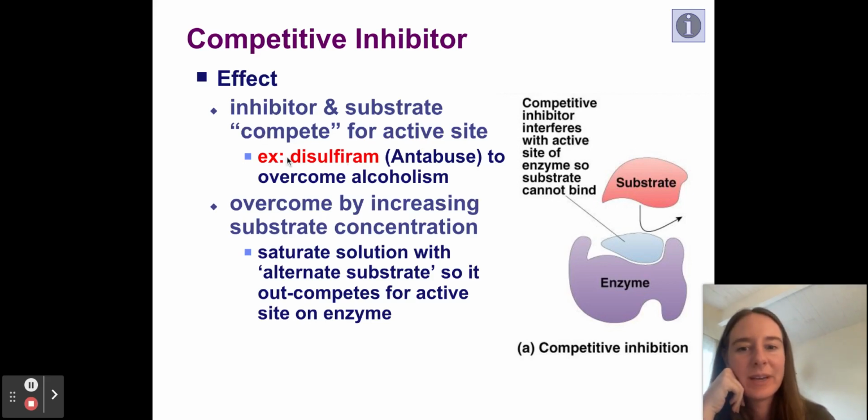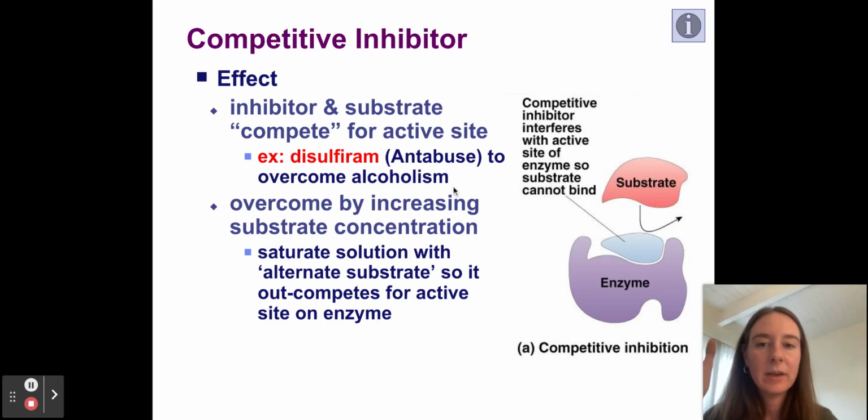Now, let's think of a real world example. This drug right here, disulfiram or Antabuse, is actually a molecule that acts as a competitive inhibitor to help people who are overcoming alcoholism. Here's what it does. If you were to drink alcohol, you have enzymes in your bloodstream that are able to bind to the alcohol molecules and break them down, metabolize them, so that they're not having an effect on your body. Because if the ethanol molecules from alcohol are sitting in your bloodstream, it could cause you to get really sick and really nauseous.